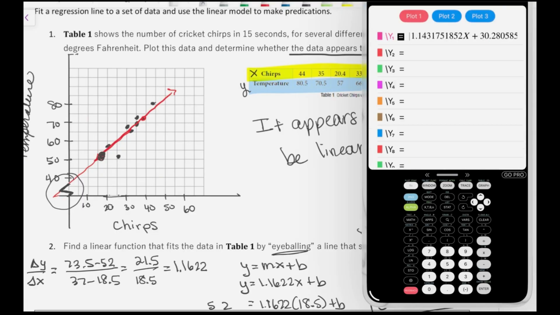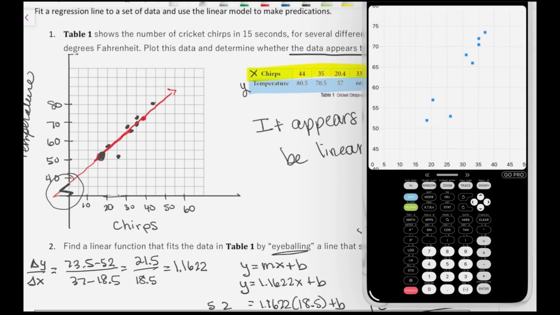Oops, don't look at that line. That line's not there. Oh goodness. Up, up, up. Clear, clear, clear. There you go. Okay, graph, my bad. There is the scatter plot of our information. Okay, so we already had that.